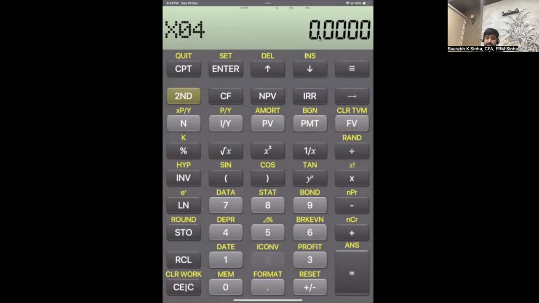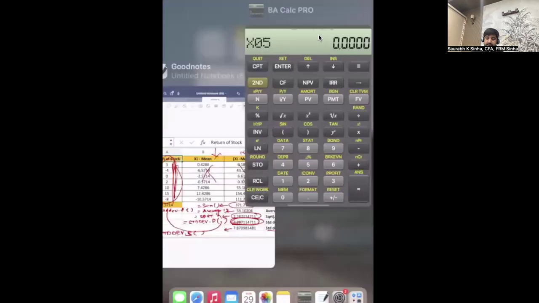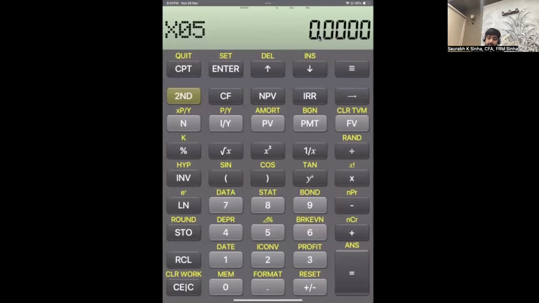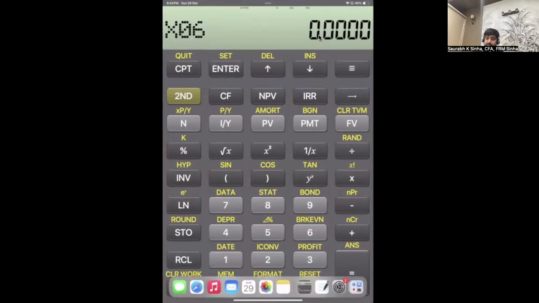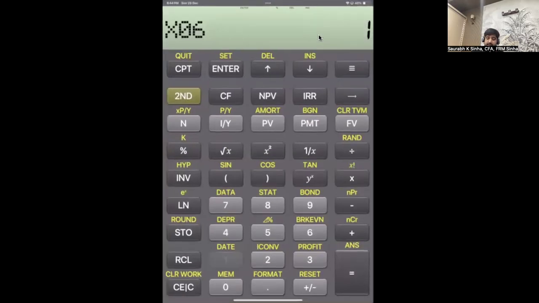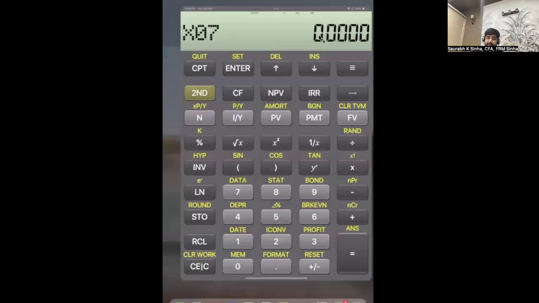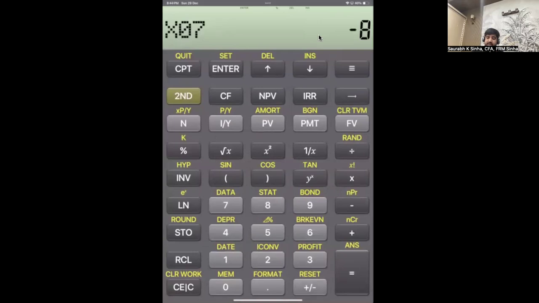Fourth data point is 2, enter, arrow down. What is the fifth data point? The fifth data point is 10. 10, enter, arrow down, arrow down. Then what is the sixth data point? Have a look. Sixth data point is 15. Enter, arrow down, and the last data point is minus 8. So 8, then reset, enter, arrow down.